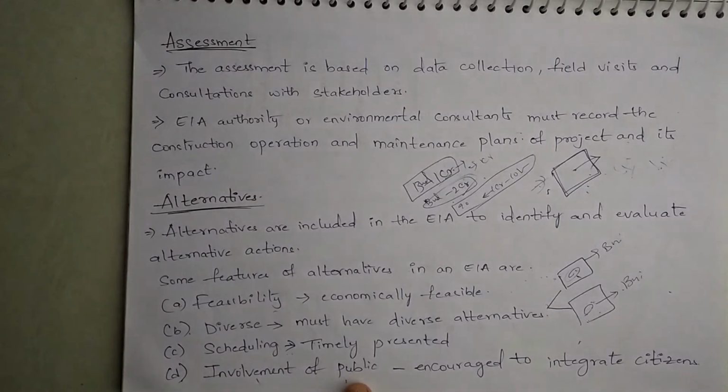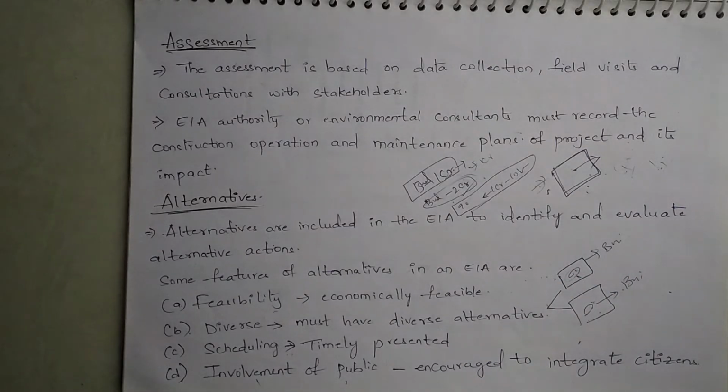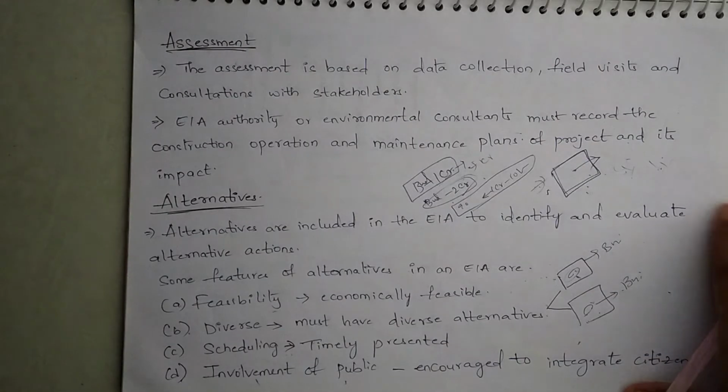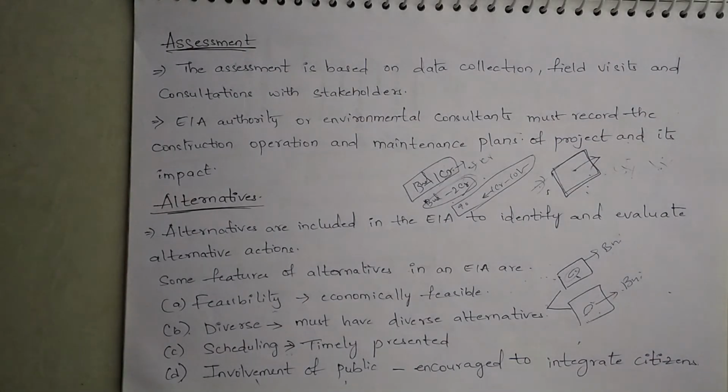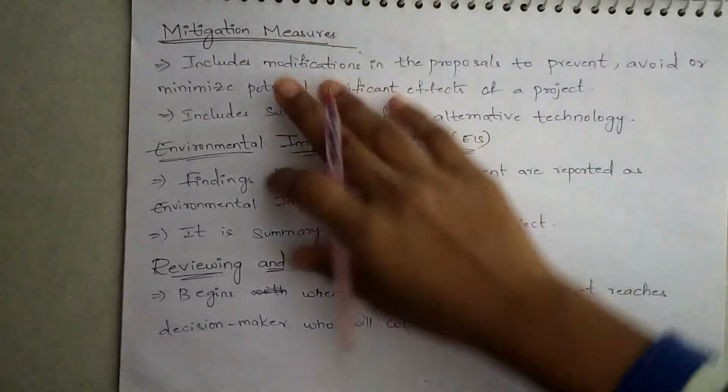And the last one is involvement of the public. So public participation is very important in every project. So it should be encouraged to integrate citizens into the environmental decision making process. So based on the public hearing only, the final decision of the project must be made. So that public hearing session can be in the form of surveys, or it can be direct interaction, or it can be responsive publication. So they can choose any of the methods to collect the data from the public about the project.